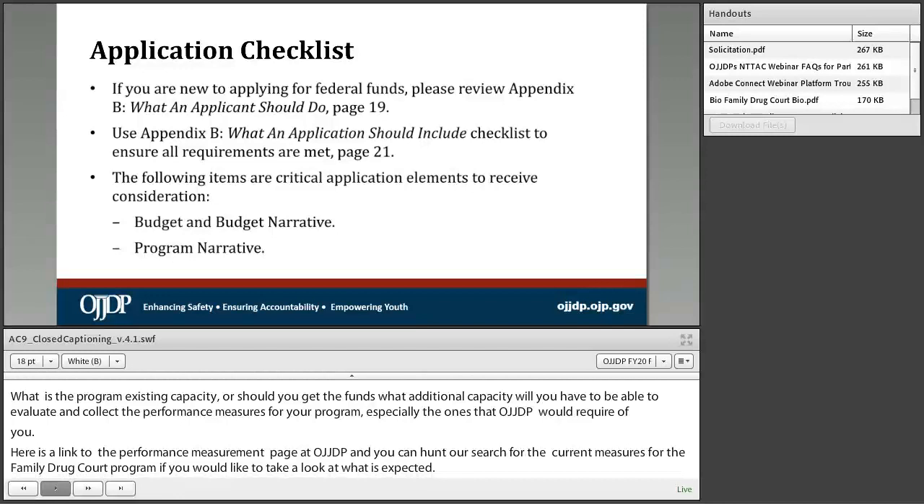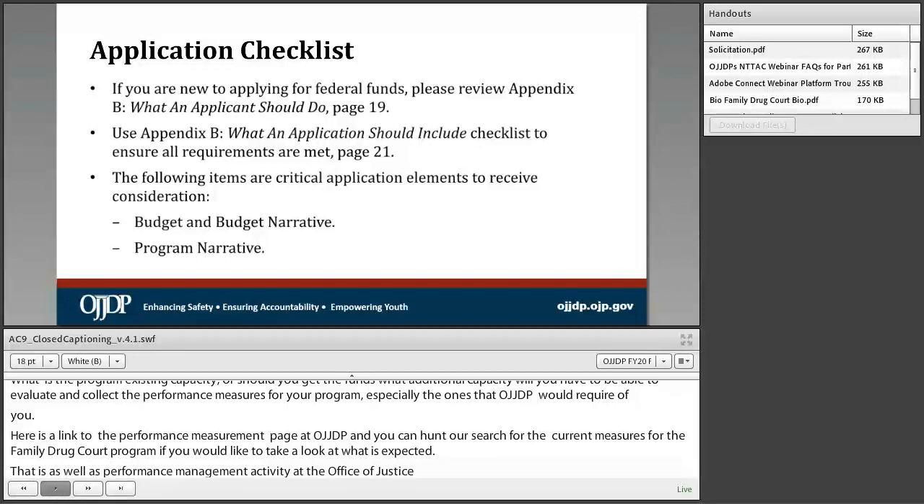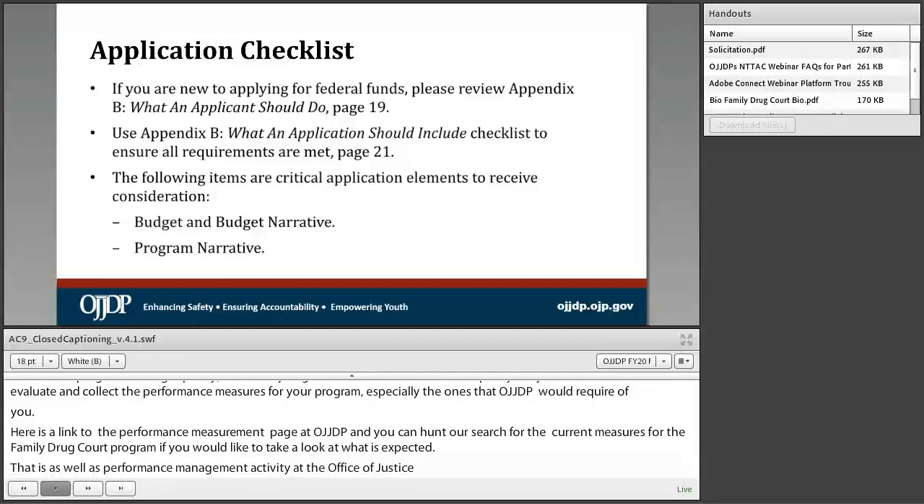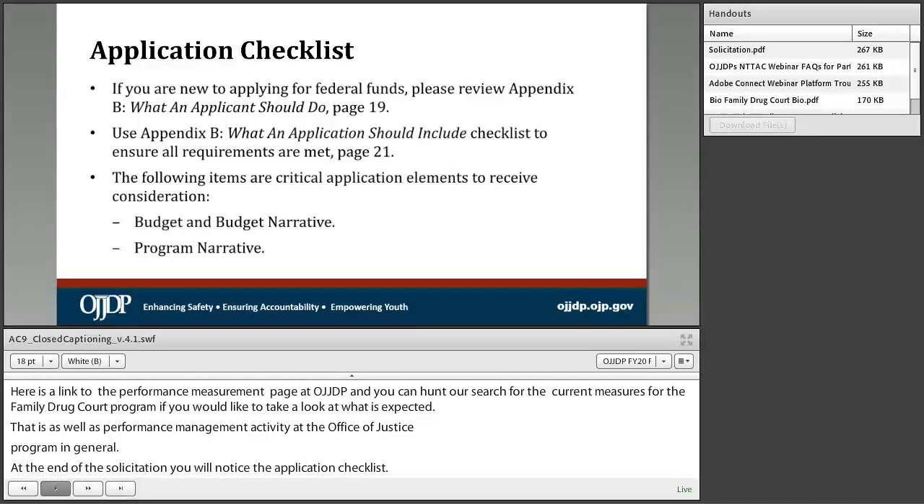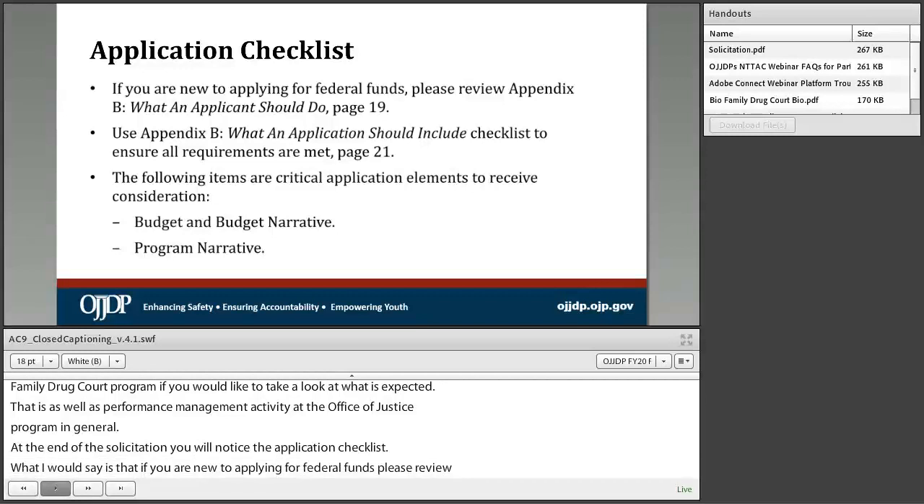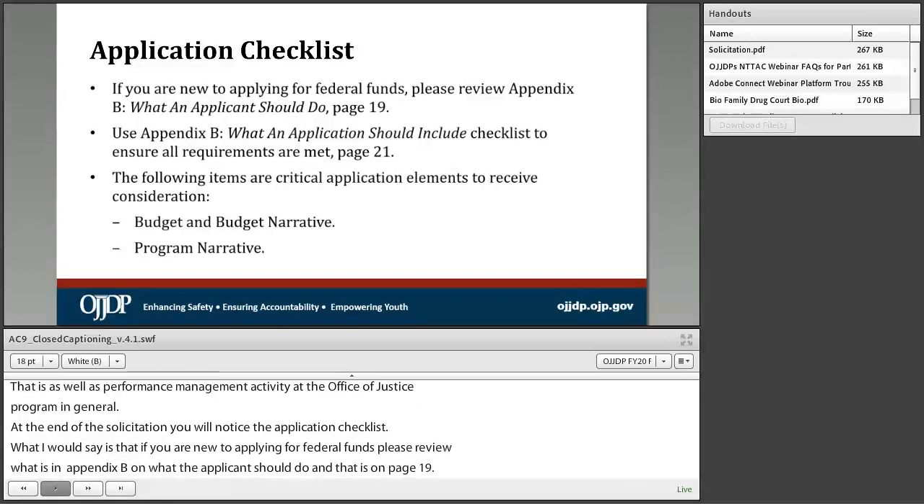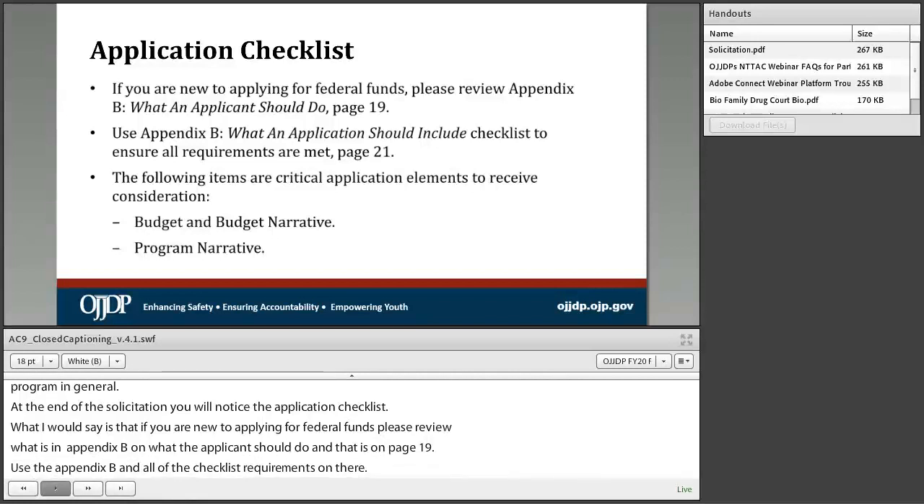So at the end of the solicitation, you'll notice the application checklist. What I would say is if you are new to applying for federal funds, please review what is in Appendix B on what an applicant should do, which is on page 19. Use Appendix B and all the checklist requirements that are on there, because you have to make sure those are all met in order to pass what we call basic minimum requirements, as well as be able to submit a successful federal application.